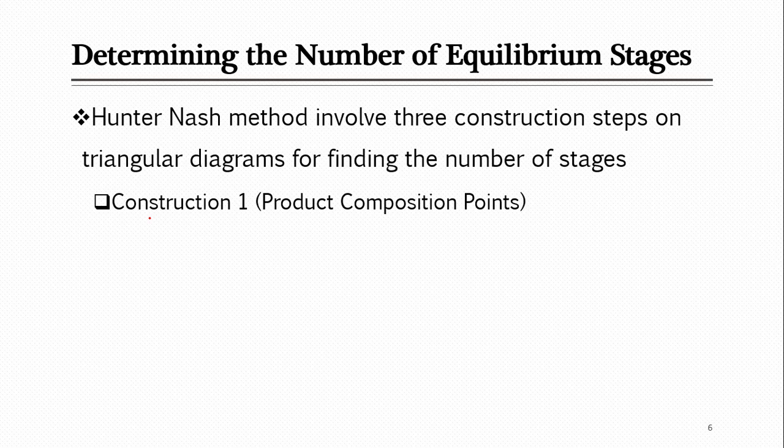Something we have to draw, the diagram. Construction means you have to draw something. So in step 1, you have to draw, or you have to look for, product composition points. What is product, by the way, in this system?